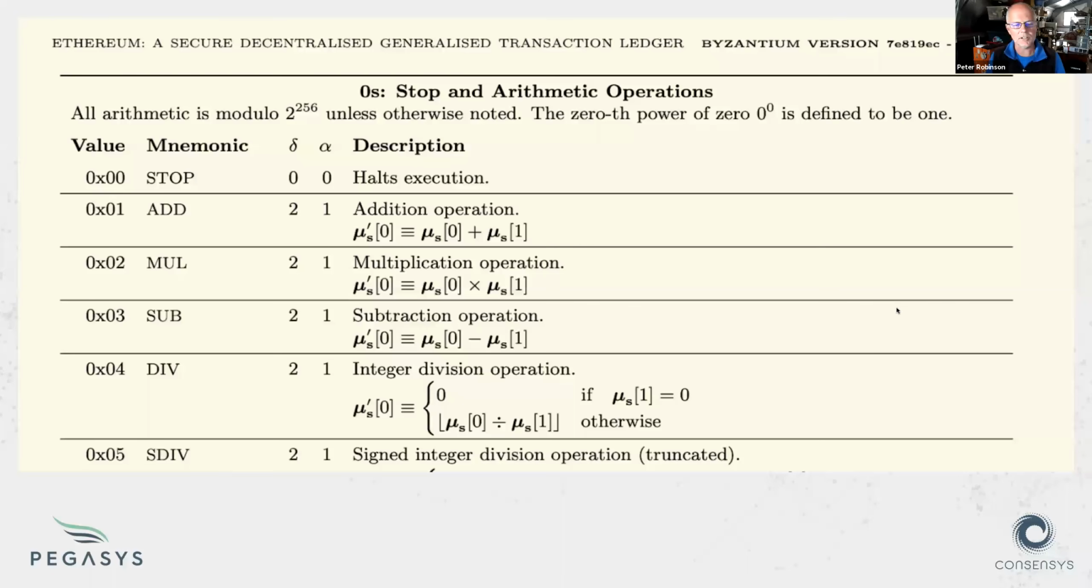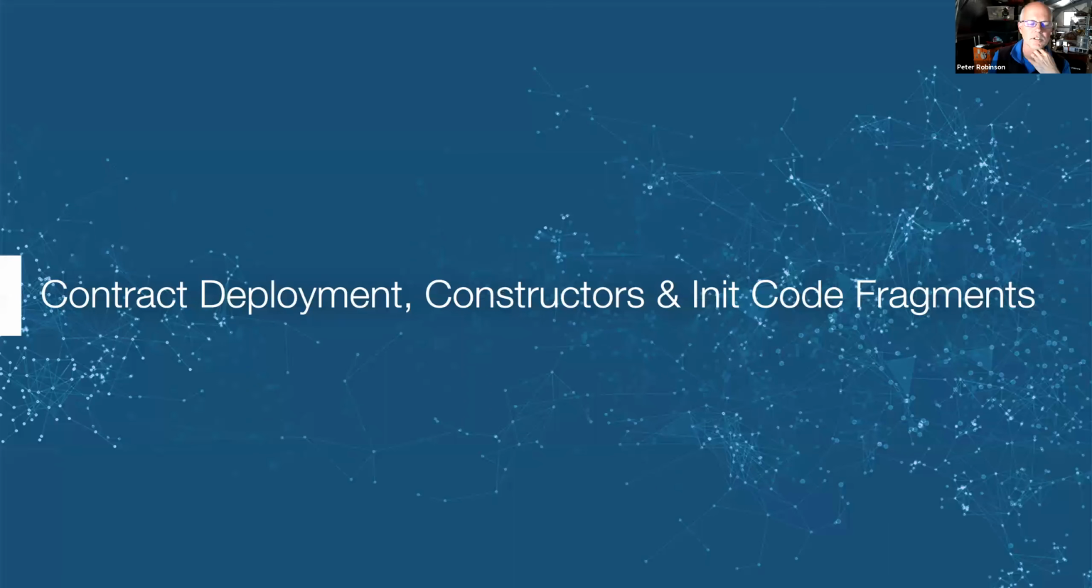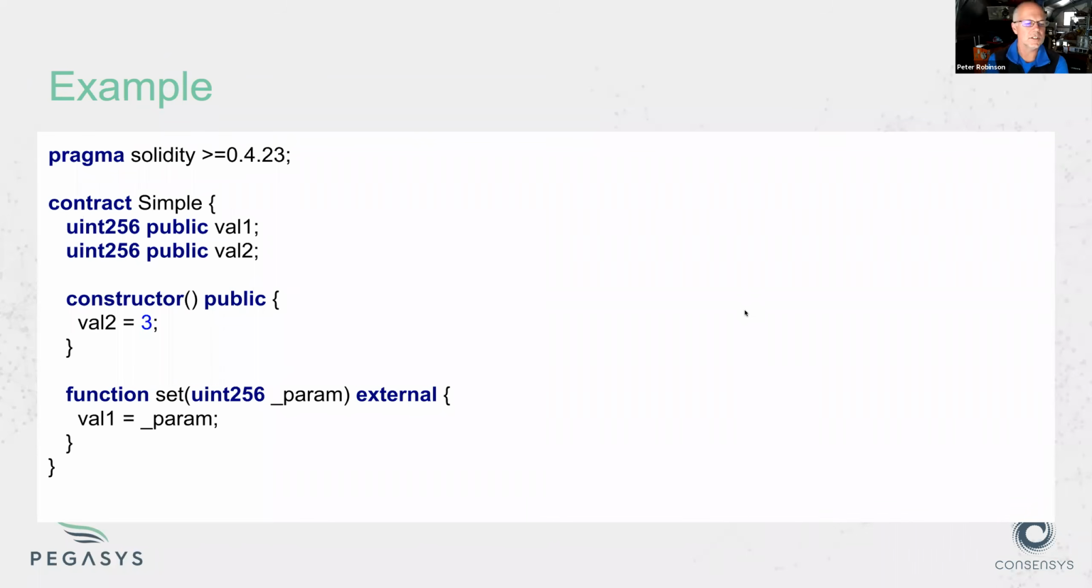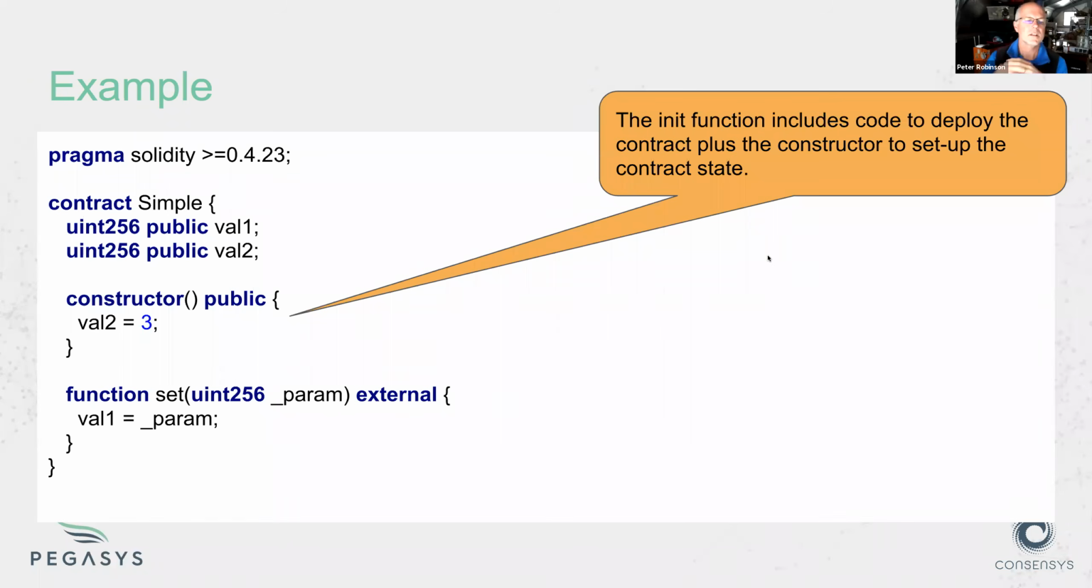Now I'm going to talk about contract deployment, constructors, and init code fragments. This is some Solidity code. We've got a constructor, which is public, and we set one of the storage variables to 3. The init code includes code to deploy the contract plus set up the state. In other words, setting val2 to 3 is part of setting up state.